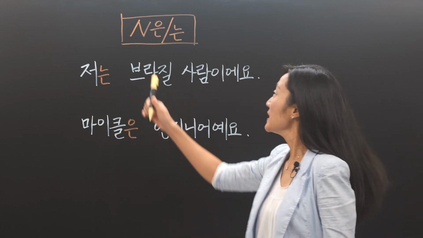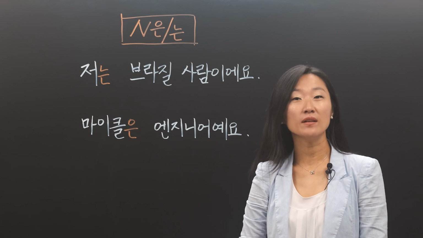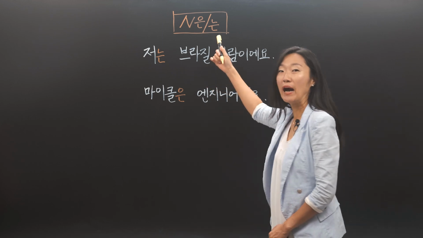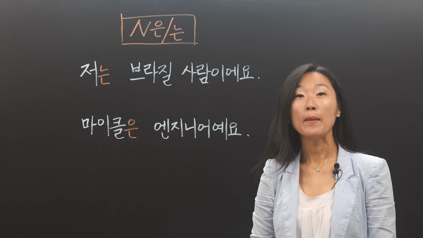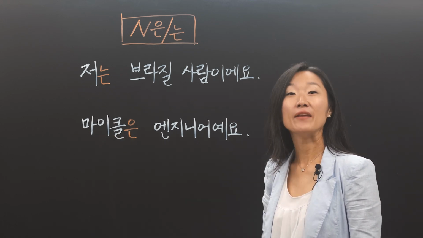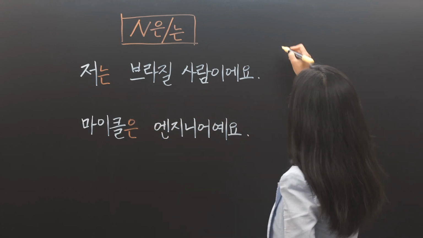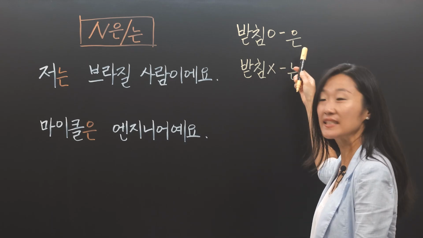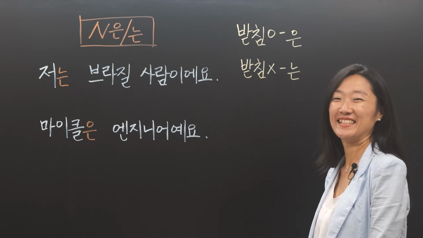Whether you use 은 or 는 depends on whether the noun ends with a consonant or a vowel. 은, 는 is added to a noun without a space. If the noun ends with a consonant, 받침, use 은, like 마이클은. If the noun ends with a vowel, no 받침, use 는. If there is a 받침, 은 is added. If there is no 받침, 는 is added.